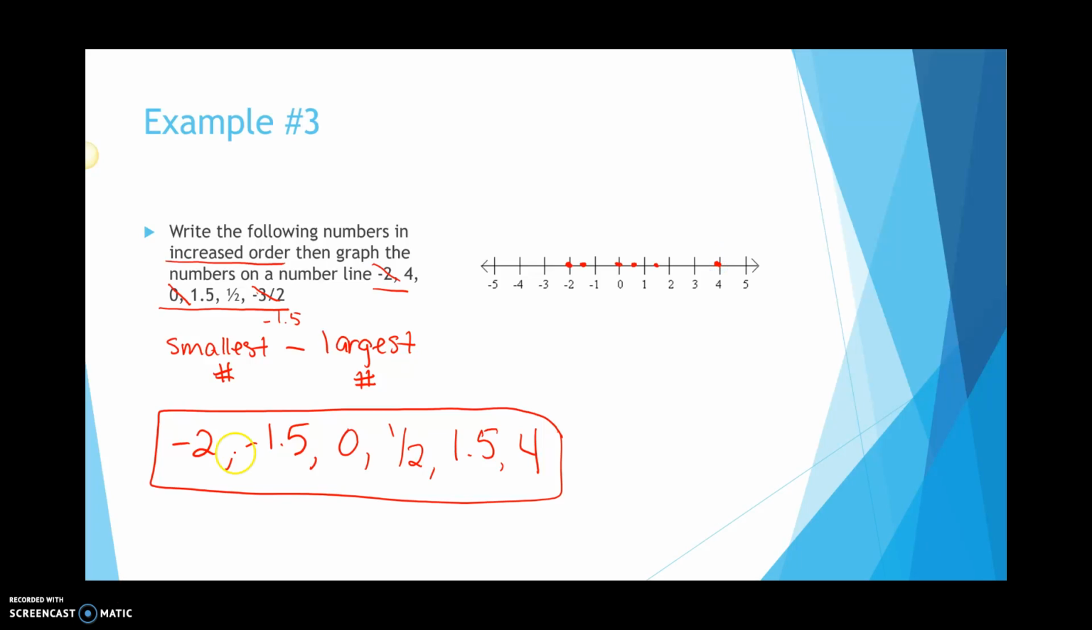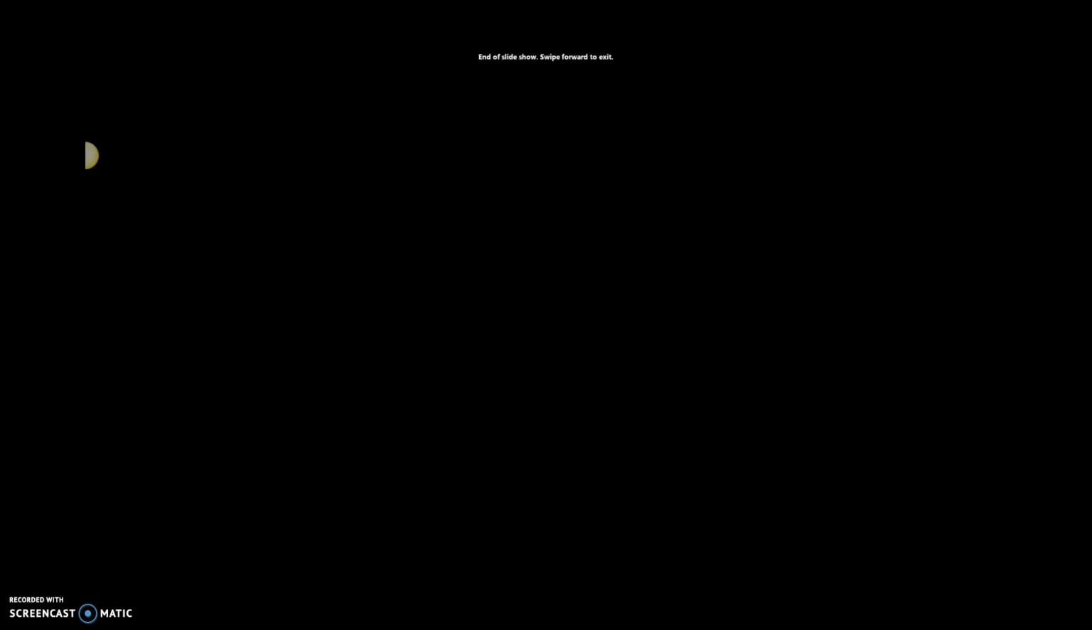So there are two parts to it. You have to write it in increasing order and graph the points. And that is it for this section. We'll do some more practice in class.